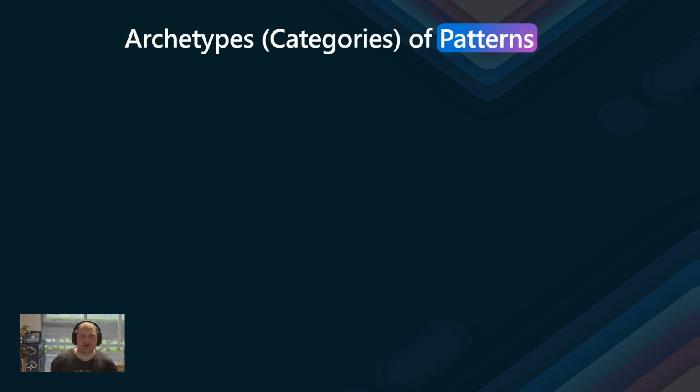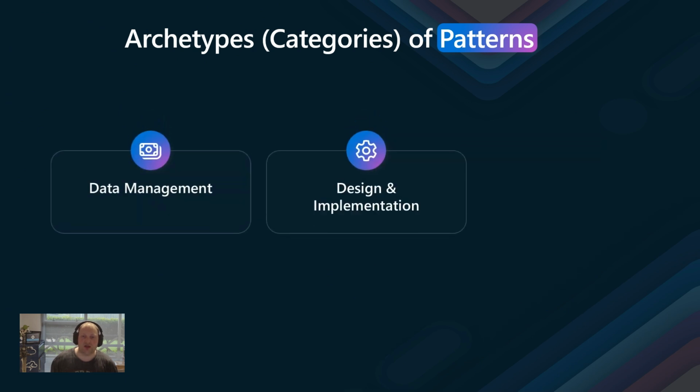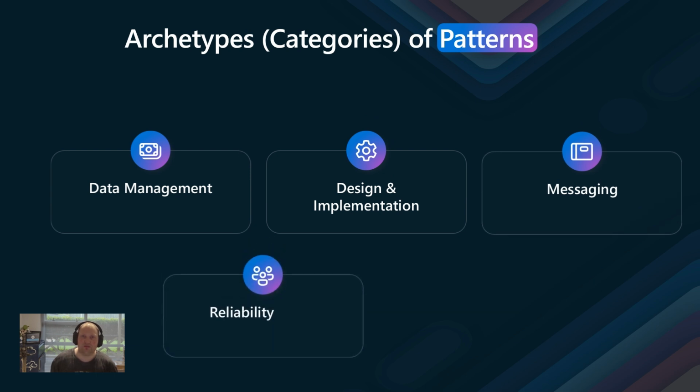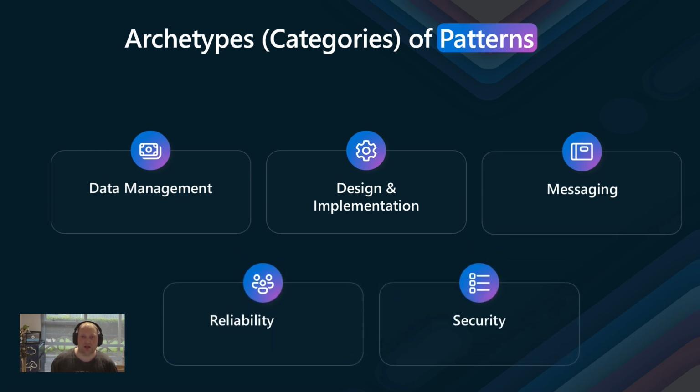So cloud design patterns are grouped into several categories or archetypes that help us solve a specific problem. The categories can include data management, security, reliability, messaging, and design and implementation. So let's take a look at each category in more detail. So data management patterns can help us manage data in the cloud.